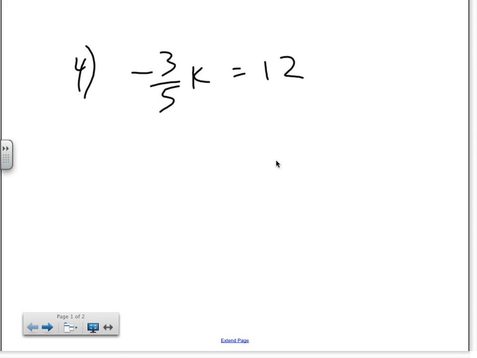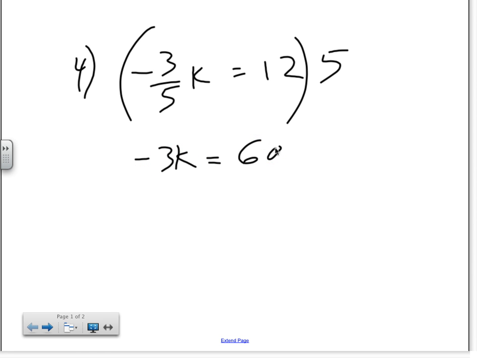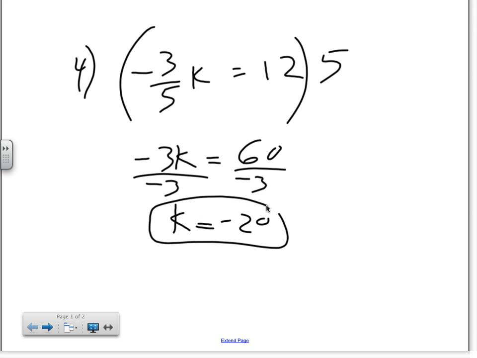Clearing fractions. We only have one fraction to clear. And because it's only one, the LCD is the same thing as the denominator, right? So, what is the LCD here? 5. Oh my gosh. Look. 5 cross cancels with the 5 and gives 1. 1 times -3 is -3k. Okay. And then 12 times 5? 60. Is that good? Yeah. See? You now can apply the clearing fraction technique to solve. Divide by -3 on both sides. K is what? -20. Any question on that problem?